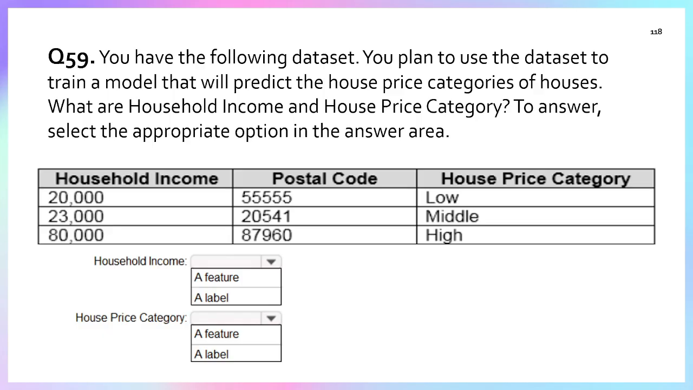Question number 59. You have the following data set. You plan to use the data set to train a model that will predict the price category of a house. Select the appropriate option for household income and price category. See, household income, is it a feature or is it a label? Household income is part of the features. House price category is the label.